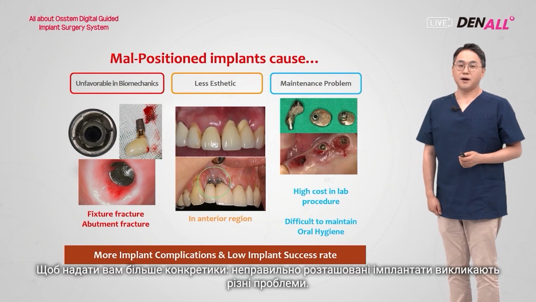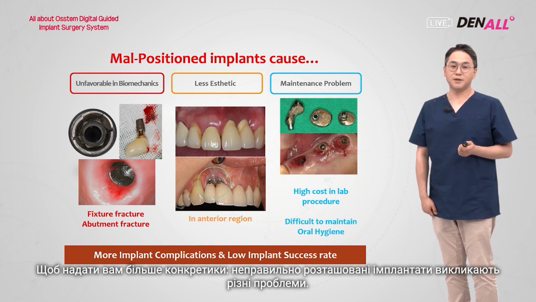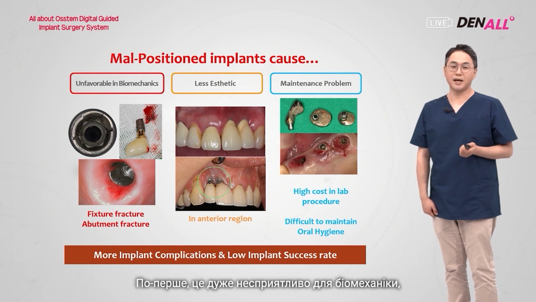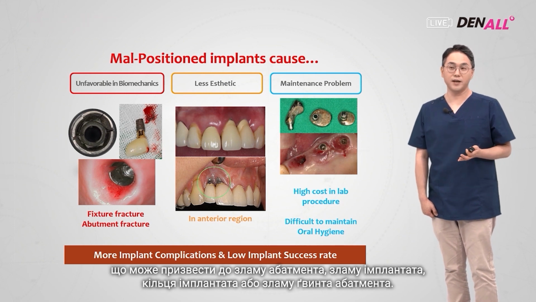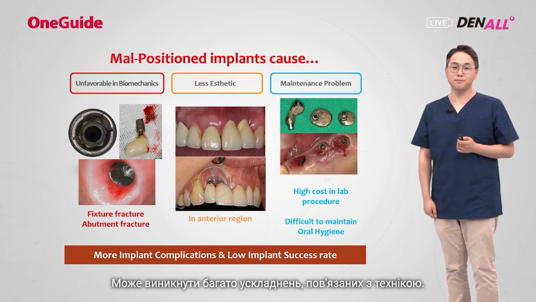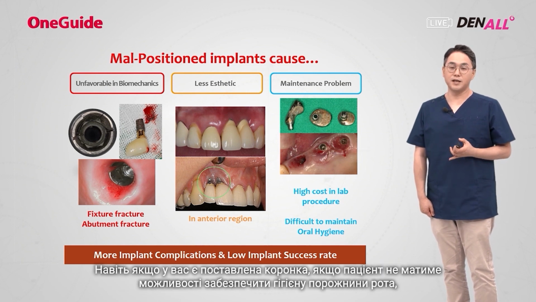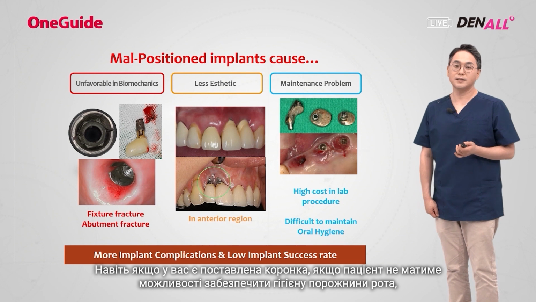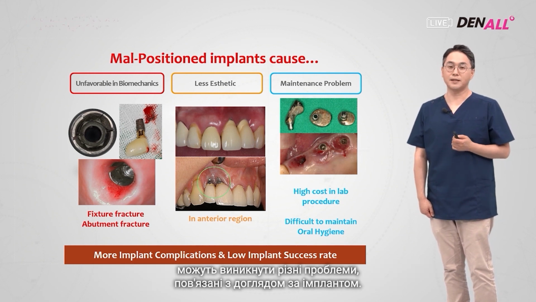To give you more specifics, malpositioned implants cause various problems. First, it's very unfavorable biomechanically. They can lead to abutment fracture, implant fracture, or abutment screw fracture. A lot of mechanical complications can occur. As you can see in the anterior area, it's aesthetically very bad. Even if you have delivered the crown, if the patient cannot manage oral hygiene, there can be various maintenance-related issues.